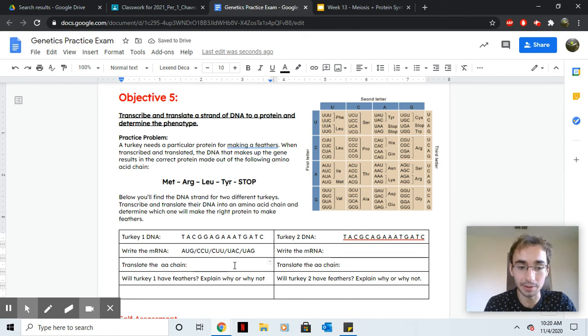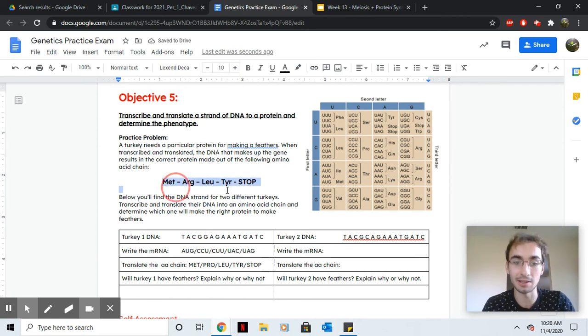And now we have to figure out what the amino acids are. So find them in the table. AUG. So A, then U, then G. That's MET. I'm going to put them all caps. MET. Then CCU, C, then C, then U. CCU is PRO. Then CUU, C, then U is LEU. Then UAC, U, then A, then C, is tyrosine. And then U, then A, then G is stop.